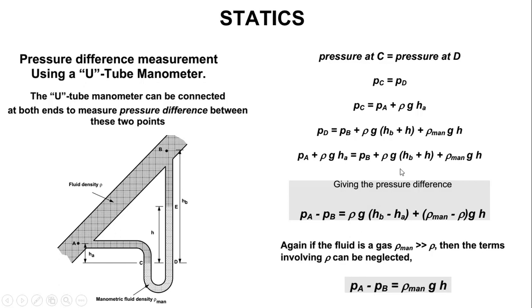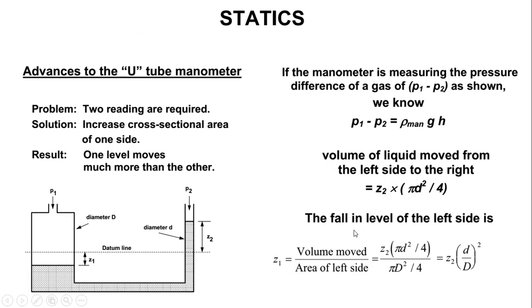Okay, so then from there we equate PC is equal to PD. Then we take the pressure due to C, which is PA plus rho G HA, should be equal to PD, which is this equation: PB plus rho G, open bracket, HB plus H, plus rho manometer G H. We equate the two. Then we find the pressure difference, which is PA minus PB. We get this equation that we have. Okay.